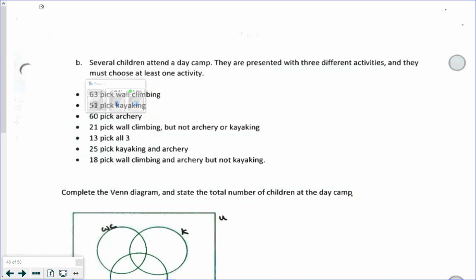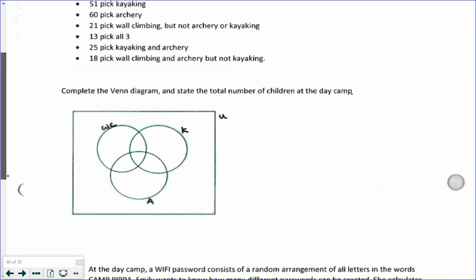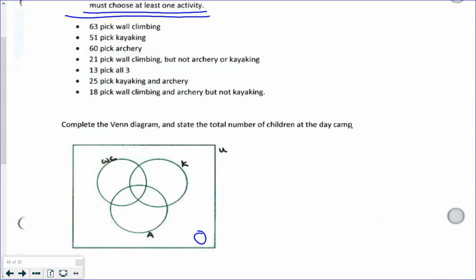So part B, several children attend a day camp. They are presented with 3 different activities, and they must choose at least one activity. That is very important. Why is that one sentence important? Because that means that the outside of the circles has to be the number 0, because they all have to pick something. So we've got wall climbing, kayaking, and archery. So we've got WC for wall climbing, K is for kayaking, and A is for archery.